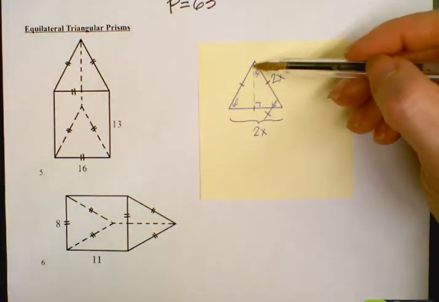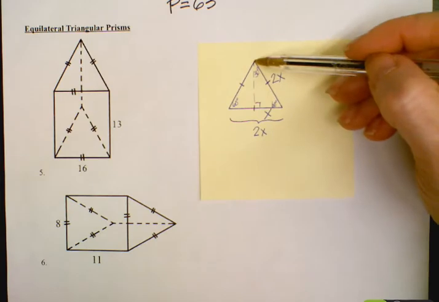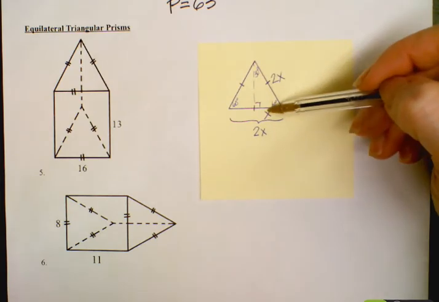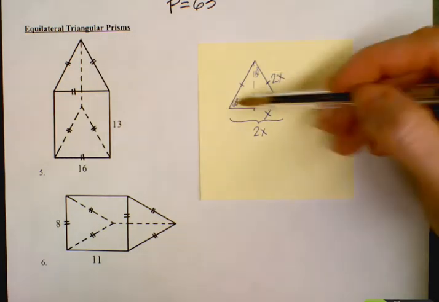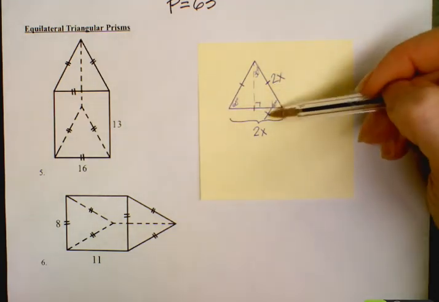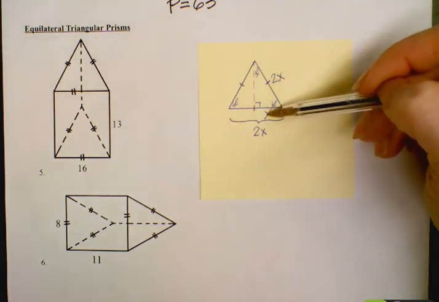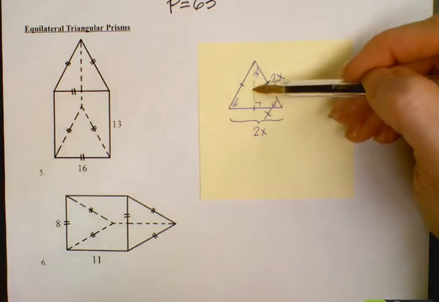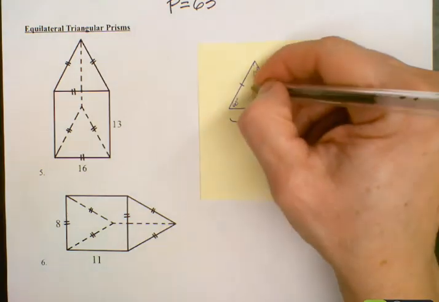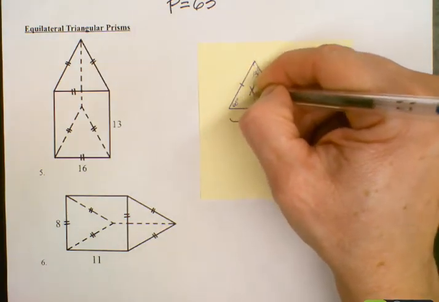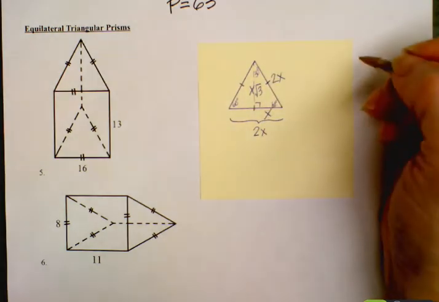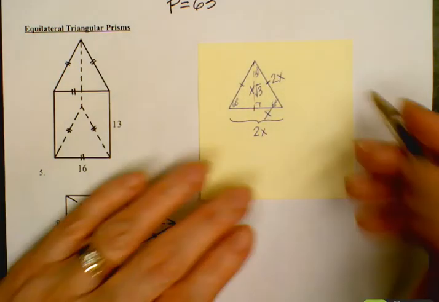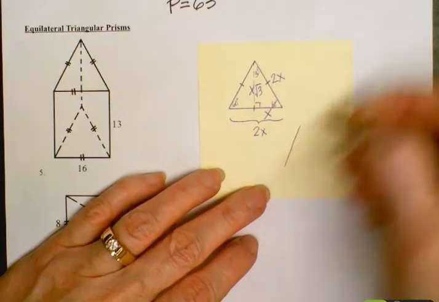Now, in a 30, 60, 90 triangle, the leg that is the shortest, the one that's opposite the 30-degree angle, is always half of the hypotenuse, which is the side of the original equilateral. And if I take that shorter leg and multiply it by the square root of 3, it gives me the length of the other leg, which means this height of the triangle is whatever that short distance is times the square root of 3.